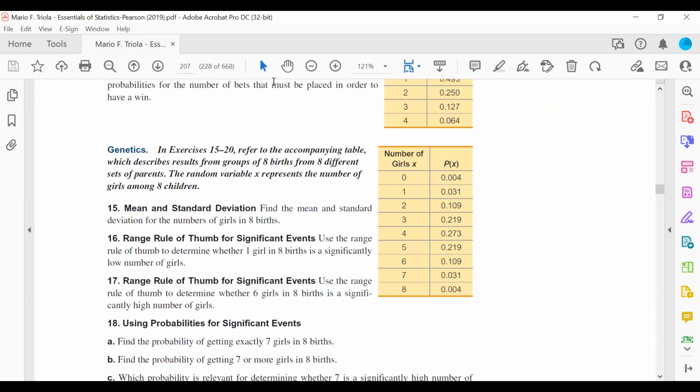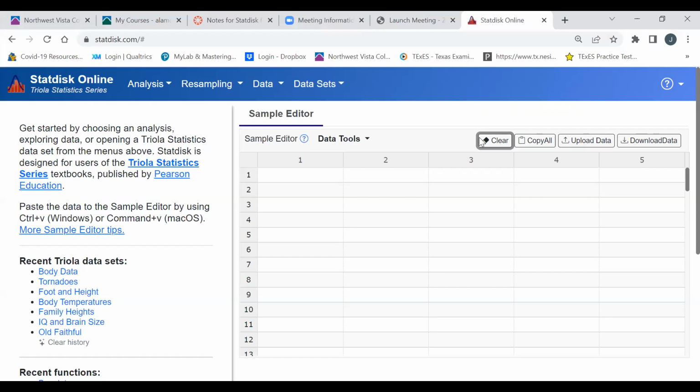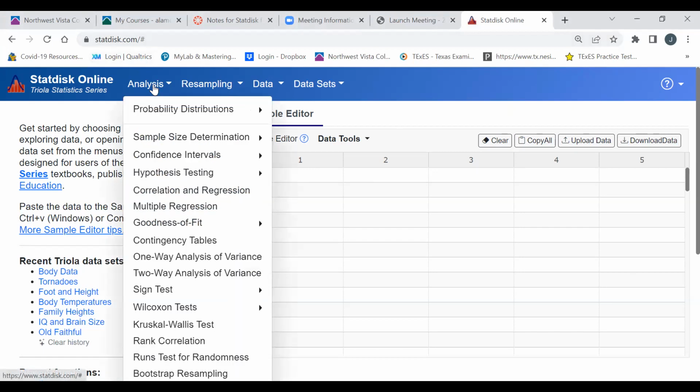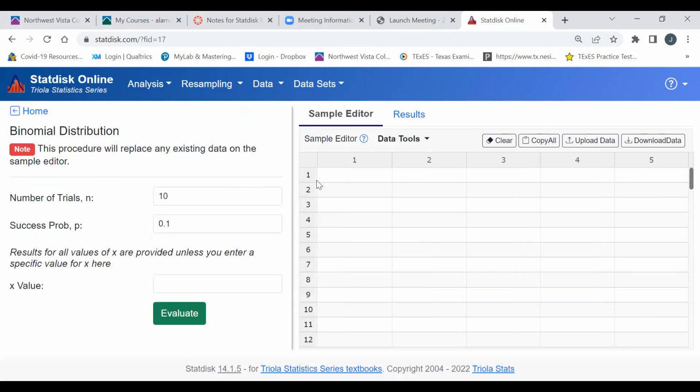All right, so we're going to go to StatDisk, and I'm going to show you. So we go to StatDisk. Okay, so when you go to StatDisk, you are going to find analysis. You're going to click on the analysis tab. You're going to click on probability distributions. You're going to click on binomial. So analysis, probability distribution, binomial, and you should get this window.